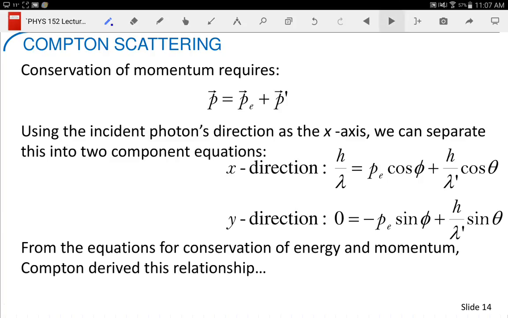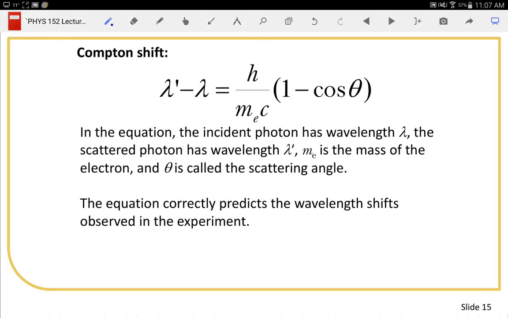the result using relativistic energy equations, we find that the change in wavelength, lambda prime, the wavelength of the scattered photon, minus lambda, the initial wavelength, is equal to Planck's constant, remember that 6.626 times 10 to the minus 34 joule seconds, divided by the mass of the electron, because that's the thing the photon's scattered off of, times speed of light. And then times 1 minus cosine of the angle that the photon scattered through.